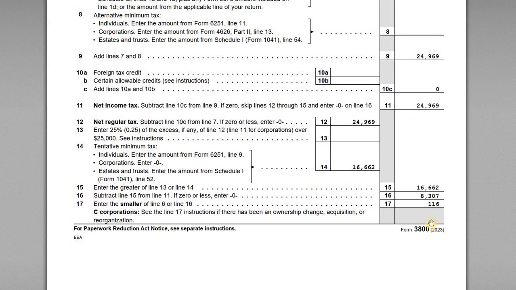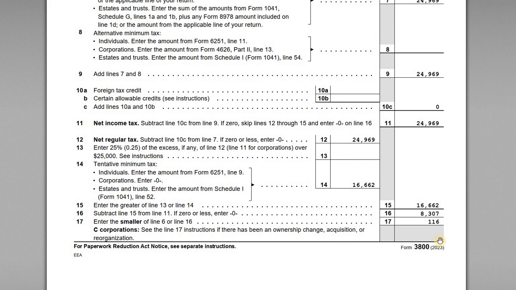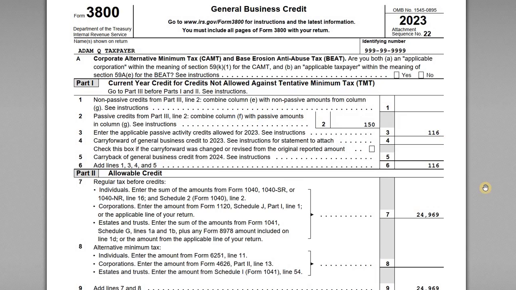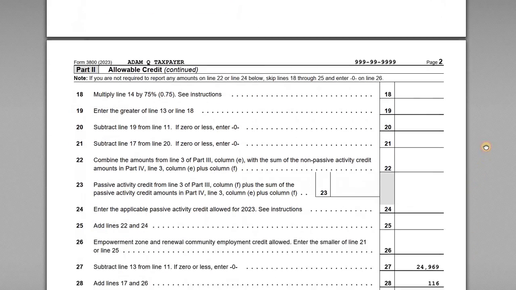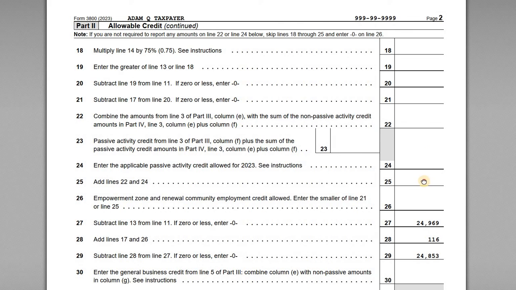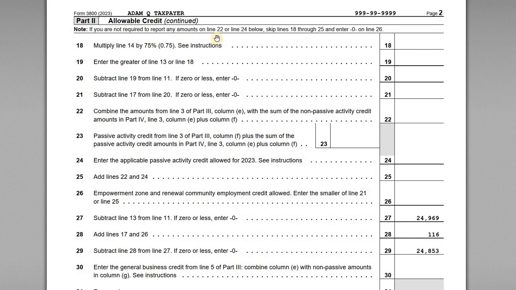Line 17, so the initial amount of this tentative credit here is the smaller of line 16 or line 7, or sorry, the smaller of line 6 or line 16. So line 6 is $116. Line 16 is $8,307. So the smaller amount there is going to remain the $116 figure. So we move on to Part 2, figure out the allowable amount of credit. Note here, if we're not required to do anything on lines 22 through 24, then we can skip all of these and just go down to line 27.